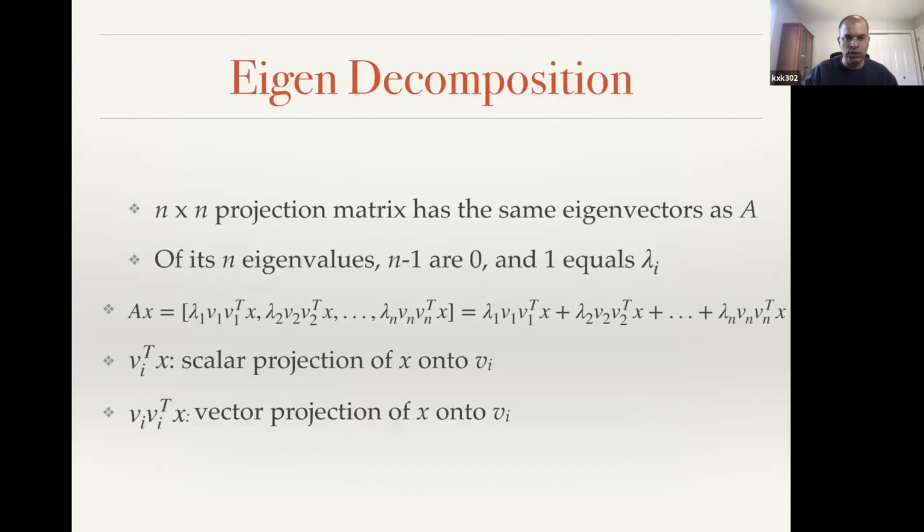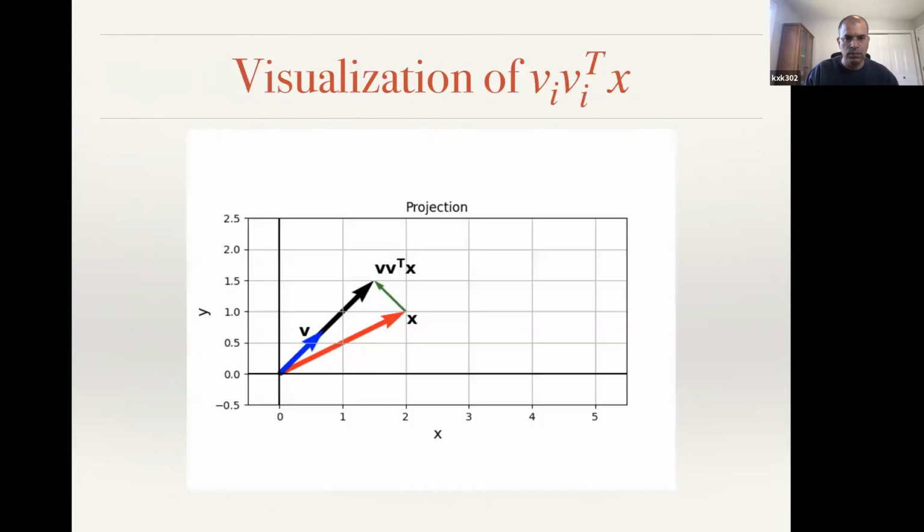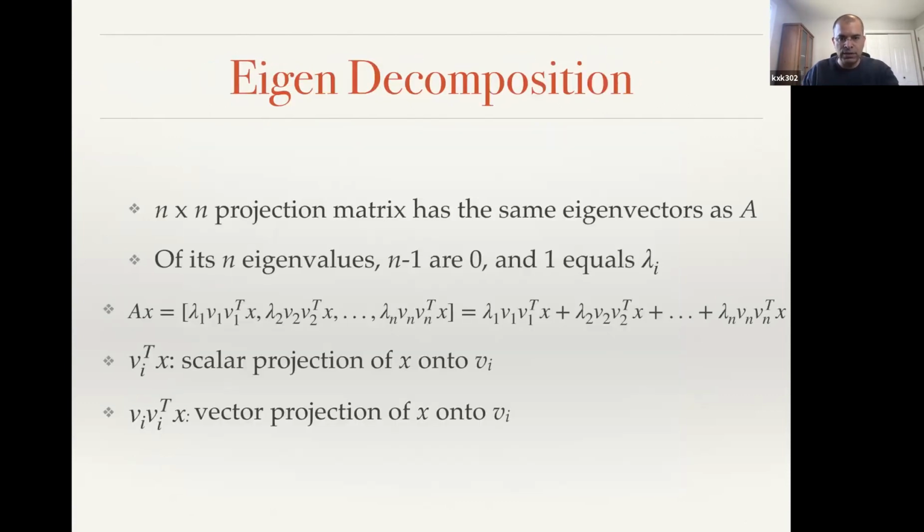So if you go back to this formula, if you multiply A by X, you have n terms which have V1, V1 transpose X, V2, all the way to the nth entry. Okay, so next, let's do this for the first entry in here. AX equals lambda 1 V1 V1 transpose X. V1 V1 transpose X is a projection, which we already did.